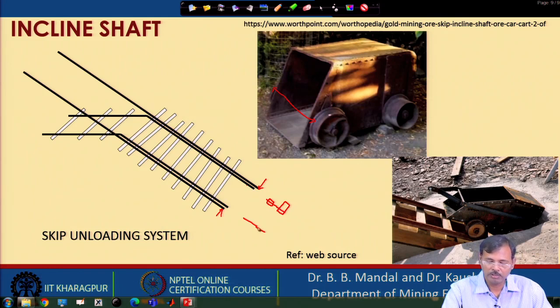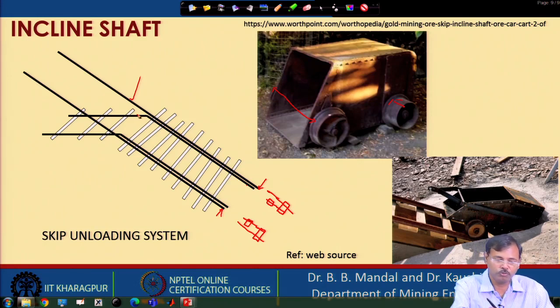So, this is running on these two inner lines throughout the inclined shaft. But when the unloading conditions are there, we provide this second line a little bit away from the first line, so that the second wheel will run only on this second line, but the first wheel will miss this one. So, the first wheel will follow this line.